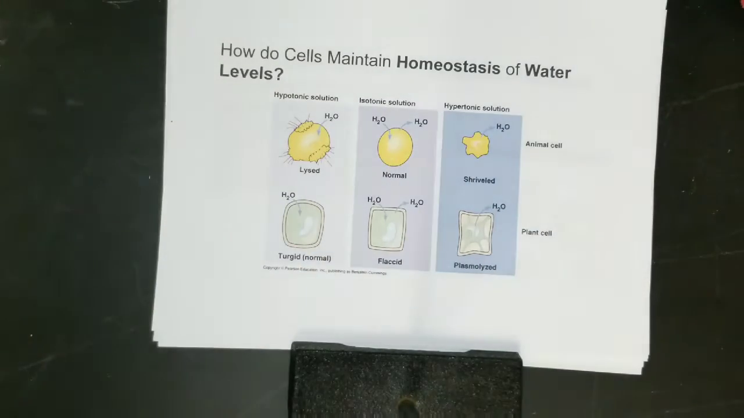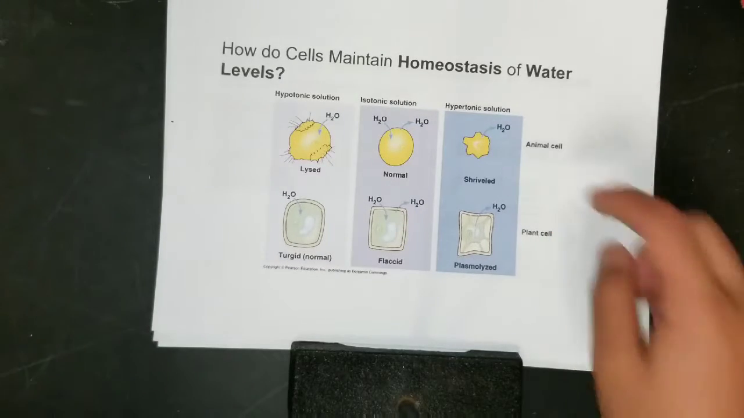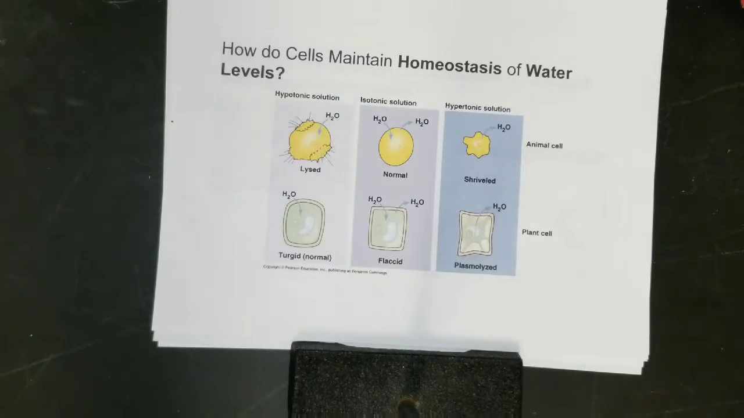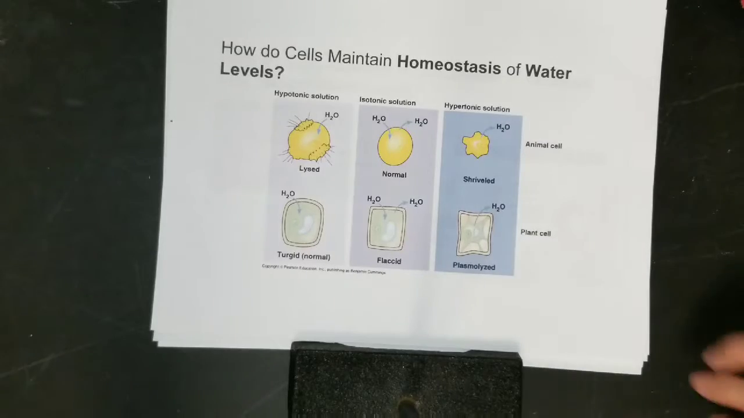In a hypertonic solution, the concentration of solutes outside of the cell is much higher. This causes water to rush out of the cell in order to balance out both sides evenly. In an animal cell, this solution is referred to as shriveled or crenated, and in a plant cell, it is referred to as plasmolyzed.